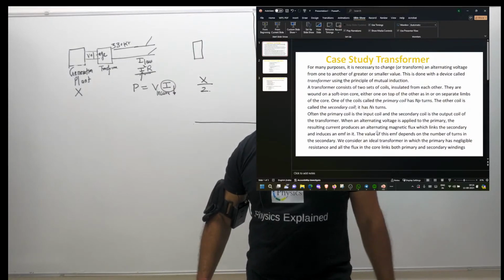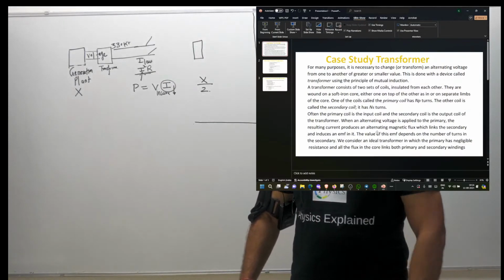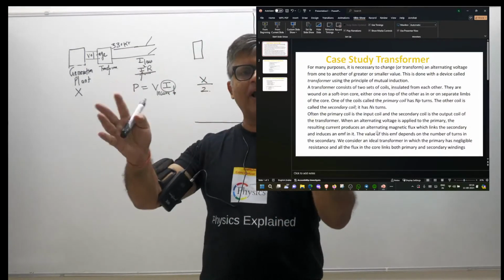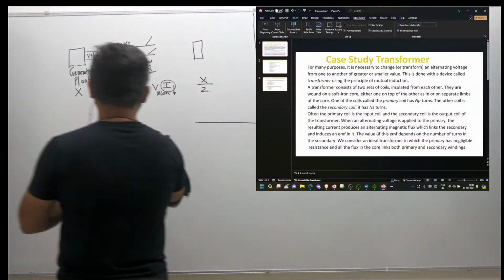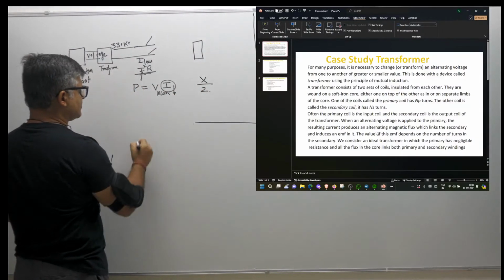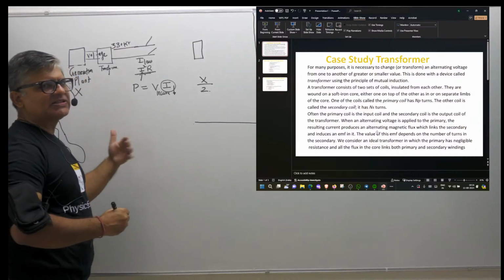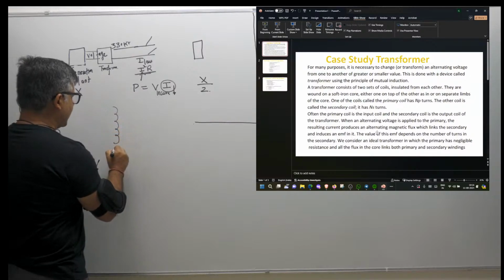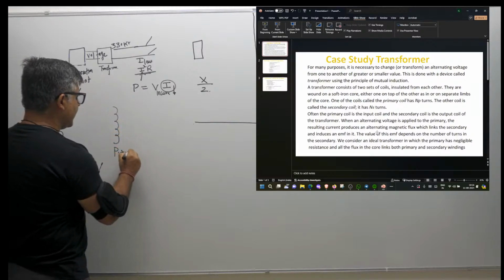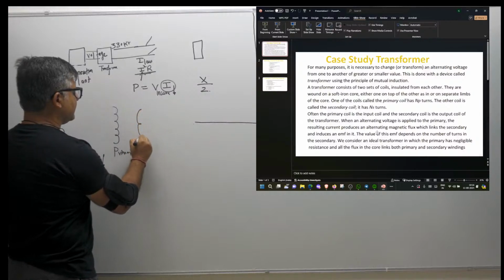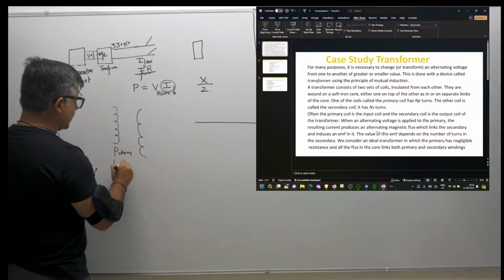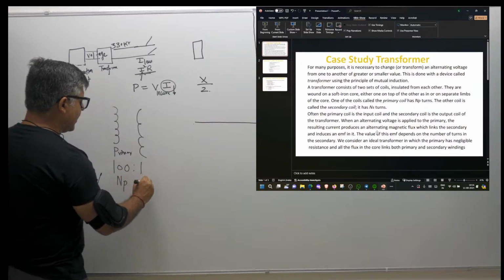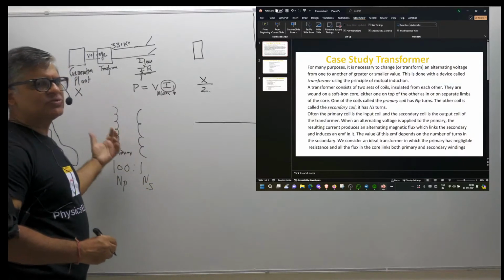A transformer consists of two sets of coils insulated from each other. Now this is very important. There are two coils. I hope you know that, right? So generally, the transformer is shown like this. You might have seen the way a transformer is shown. So you have a primary, and then you have a secondary. This could be 100:1, which is your turns ratio, NP and NS. We will discuss what is the meaning of this.